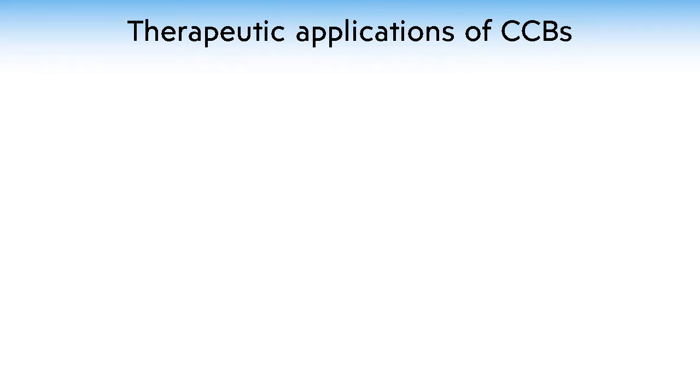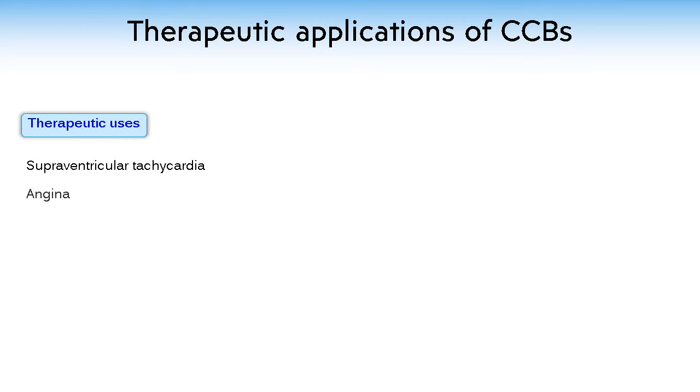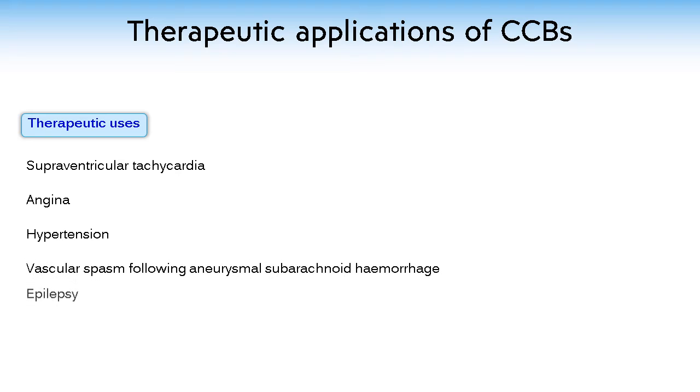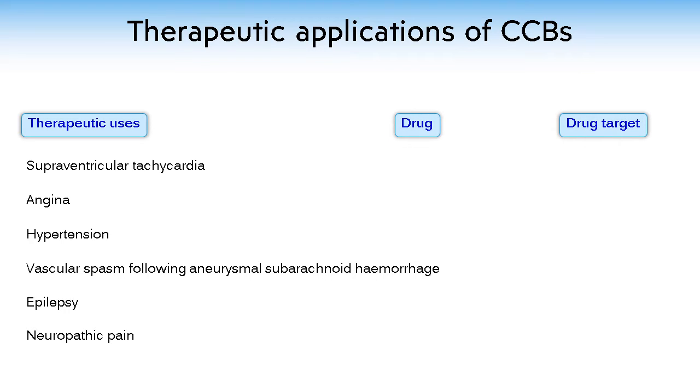Due to their ability to prevent calcium entry into cells, calcium antagonists have a range of therapeutic applications. These conditions are all very different, and calcium antagonist drugs are not all equally effective in each one. So, let's look at which drugs are effective and the organs they target to bring about a beneficial effect. Supraventricular tachycardia and angina are conditions that affect the heart, and both conditions can be helped by drugs that act on the heart. A calcium antagonist that does this is verapamil.